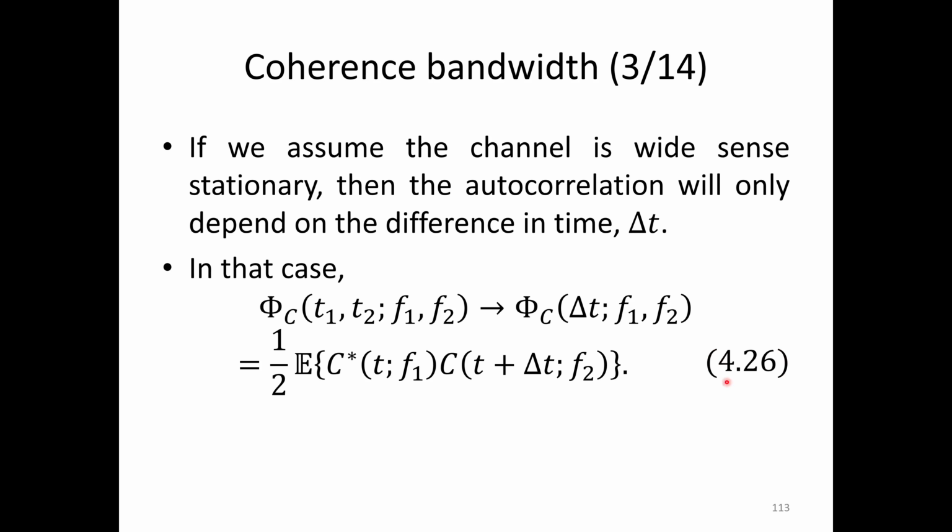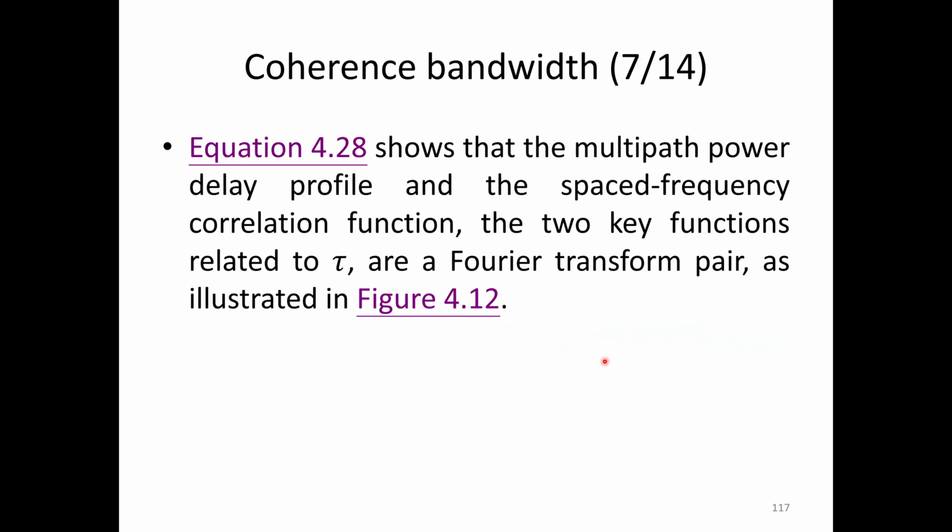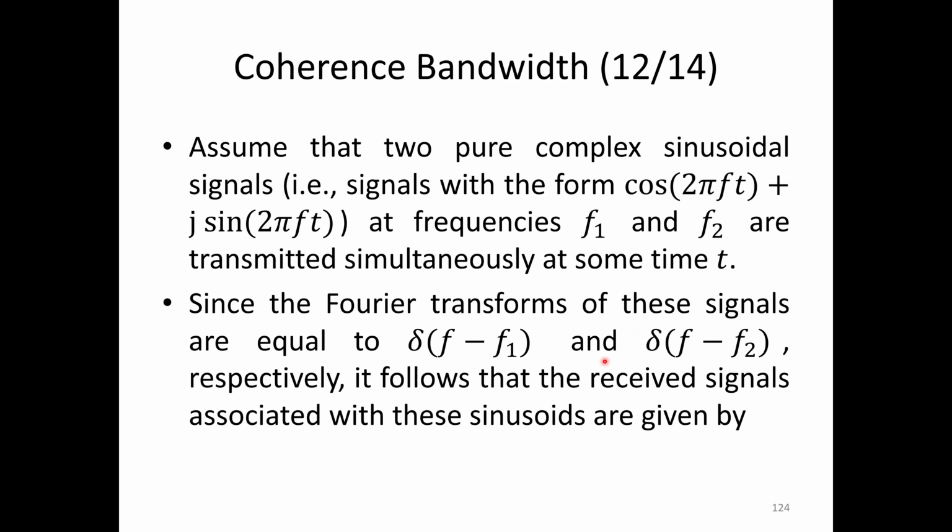Okay, in equation 4.26, phi C of delta T, F1, F2, the autocorrelation under the assumption that the channel is wide sense stationary, is equal to 1 over 2 times the expectation of C complex conjugate of T, F1 times C of T plus delta T, F2. Okay, so back to the slide.